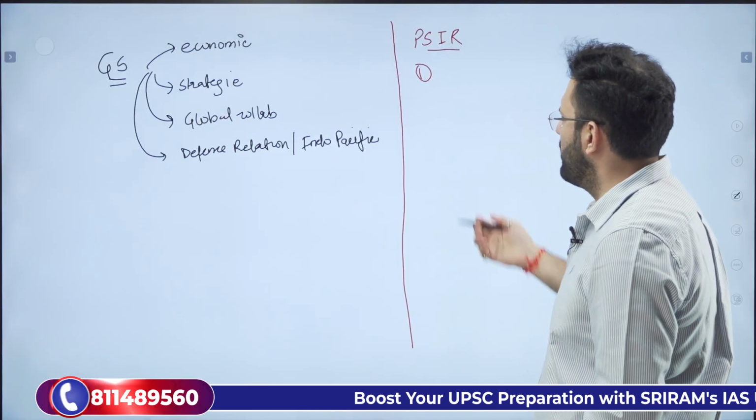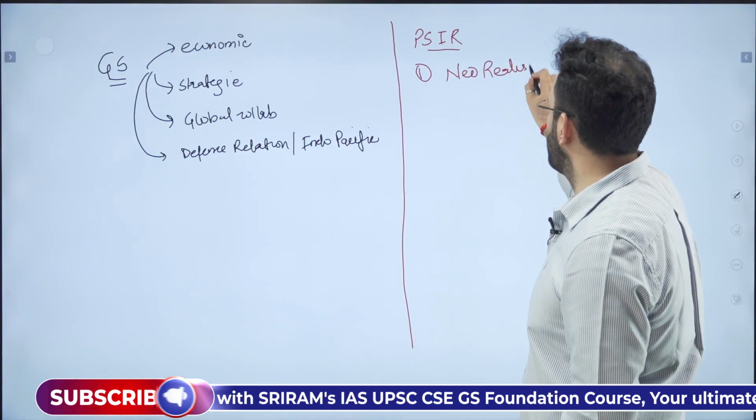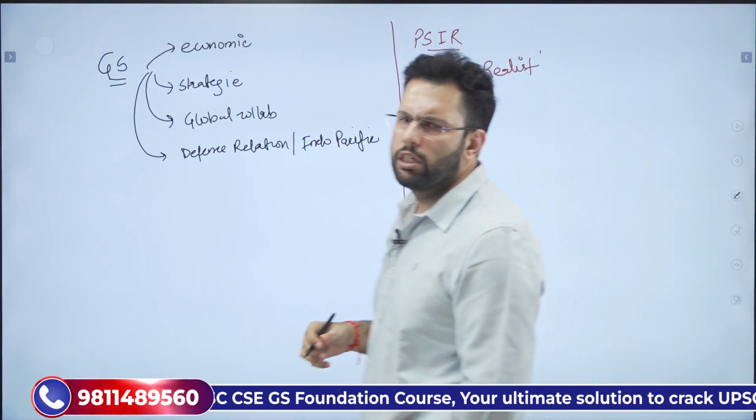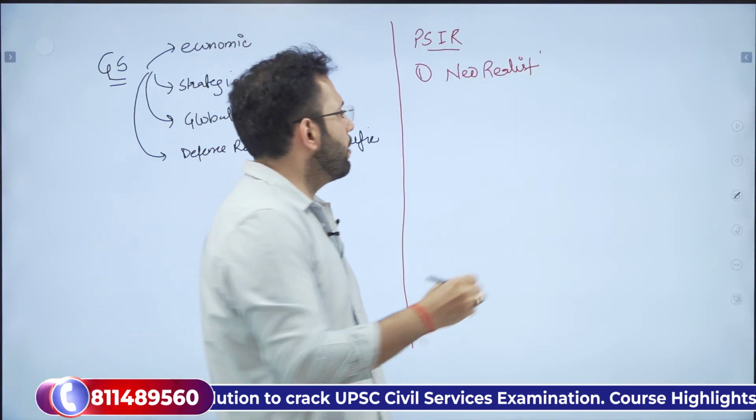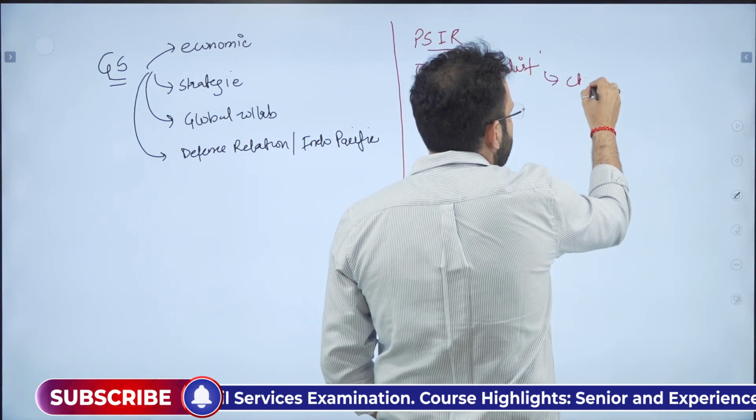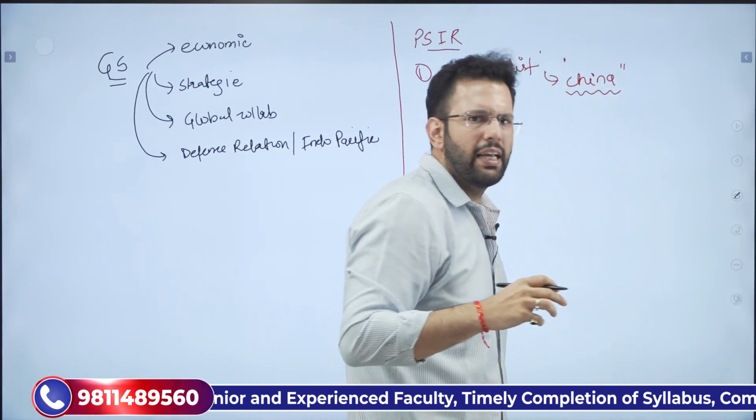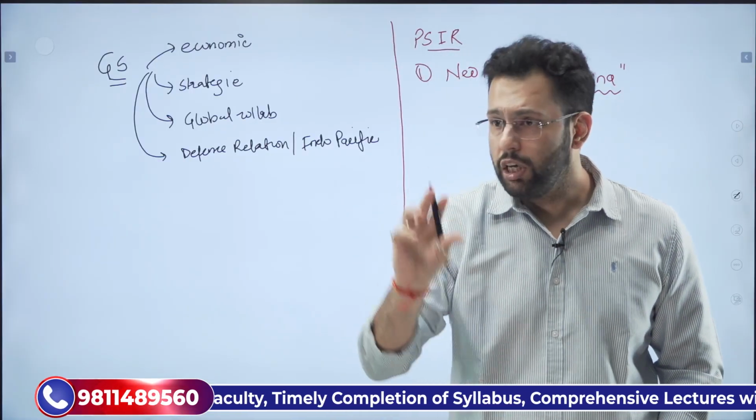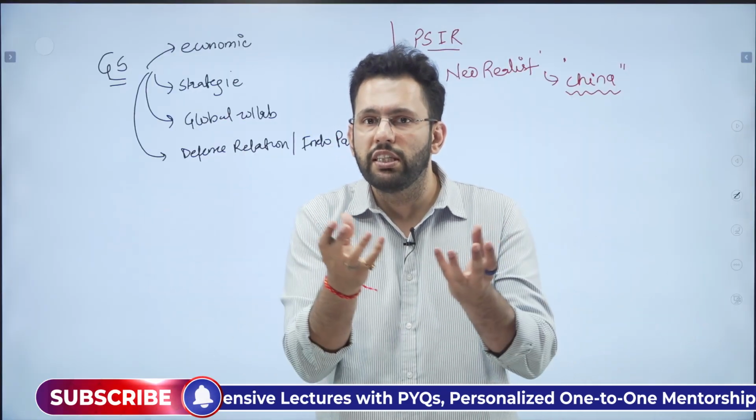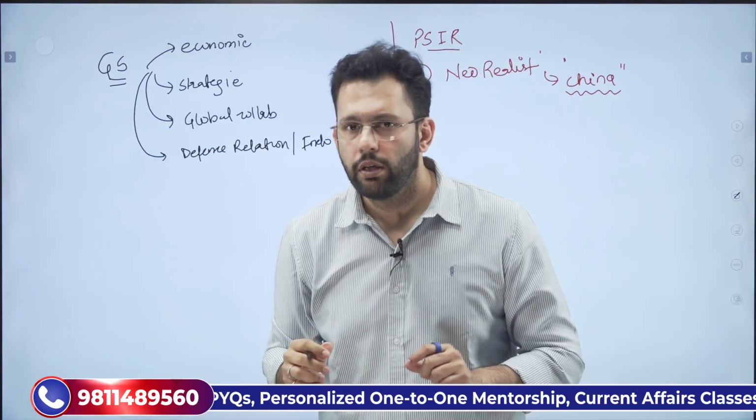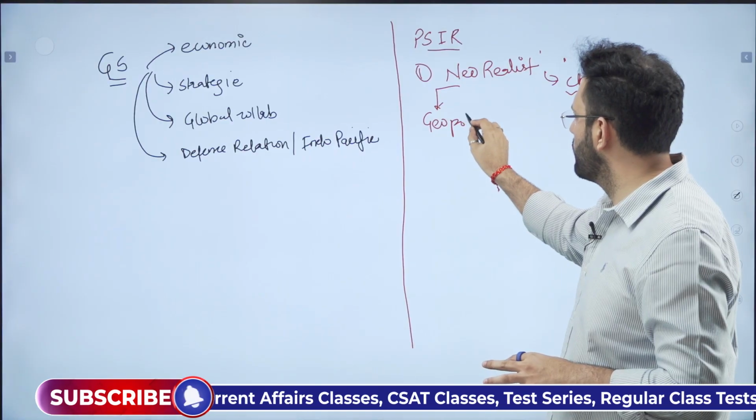The first is the neo-realist perspective given by Kenneth Waltz or John Mearsheimer, which best explains the India-Japan partnership, where both countries are partnering with each other to counter a rising and offensive China. So neo-realist theory best explains the growing closeness between India and Japan. This realism can also be supported by the idea of geopolitical realism.